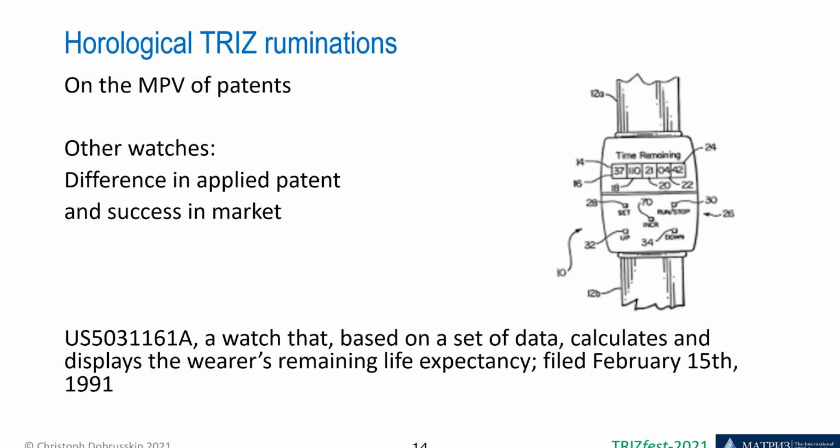Next slide, please. And then you have also MPVs, which maybe have less to do with the luxury market, but they simply point to a different market altogether. This US patent application is a watch that, based on a set of data, calculates and displays the wearer's remaining life expectancy. So altogether a different kind of time display. And here I also want to mention, because I have never seen this watch anywhere, that there's a difference between the patent that is applied for and the success in the market of those particular inventions from the patents. Next slide.